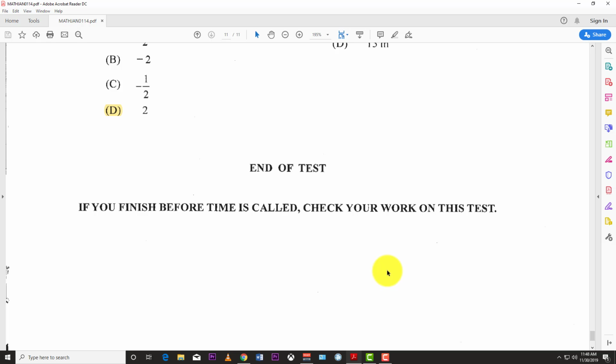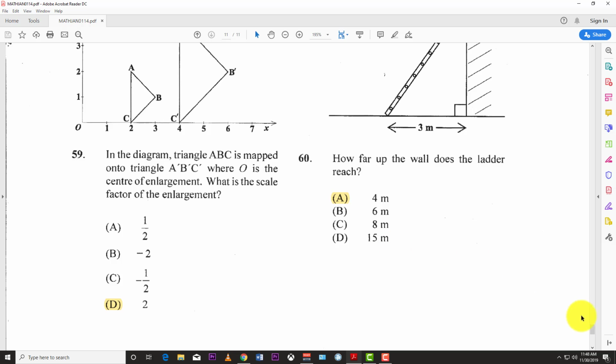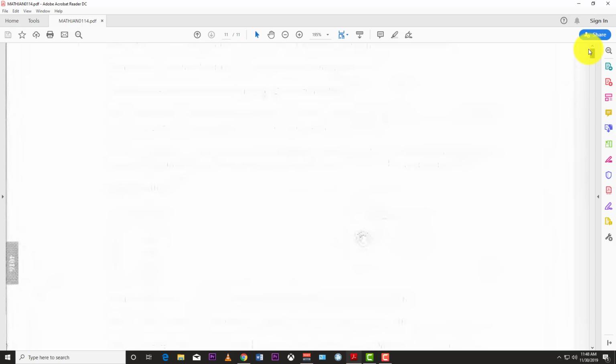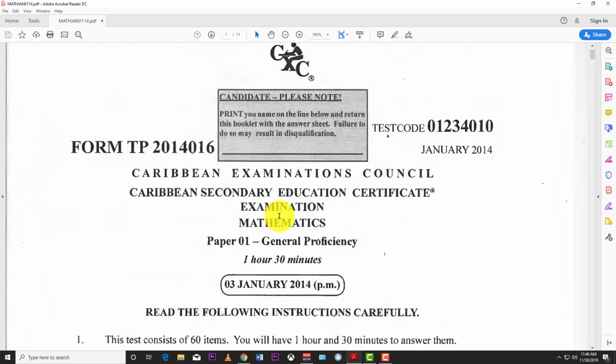CXC January 2014 math paper 1. And now the reason why I did not really go too in depth with much of this is that it's going to take a longer time. Maths is about practice. So you have the answers. All you have to do now is practice and work your way backwards to the beginning.